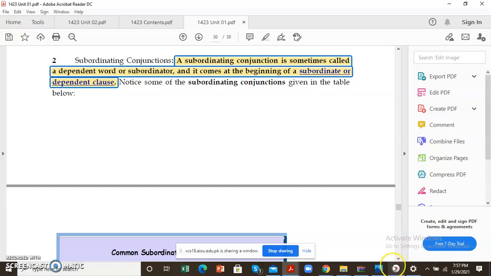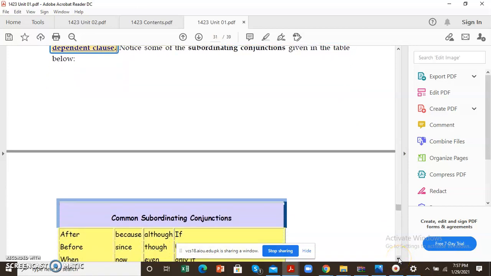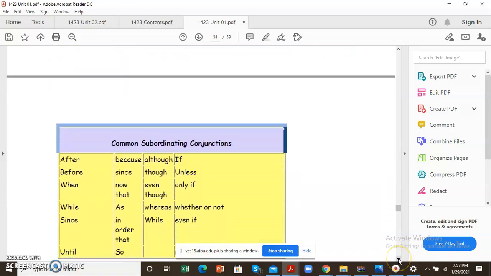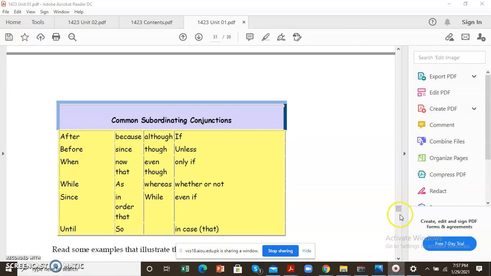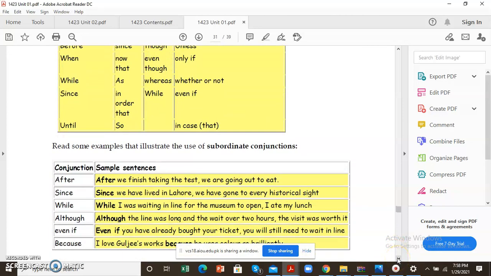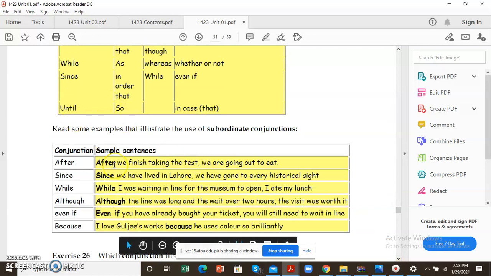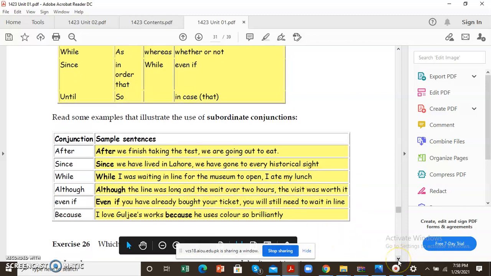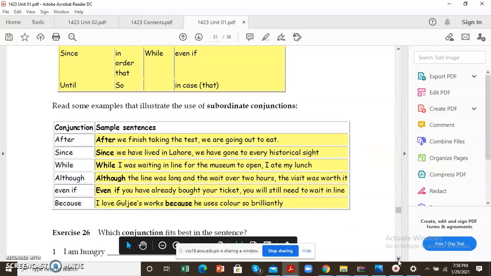Here are some examples which have been given for your consideration. These are some common subordinating conjunctions which come at the start of a subordinate clause, right? Use of after, before, since, now, even if, in case. If you read some examples, there are sample sentences with them as well. I will take only one example. You may save all these. You can save all of them.